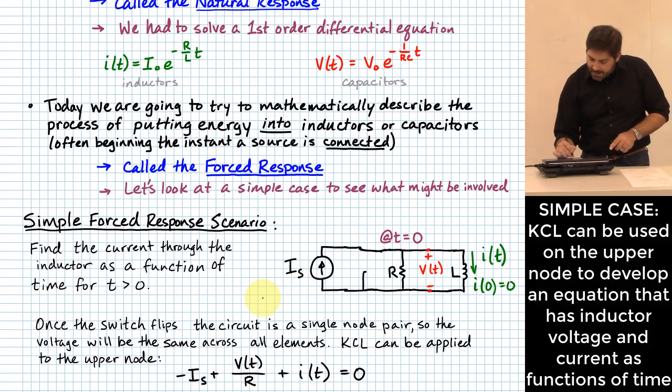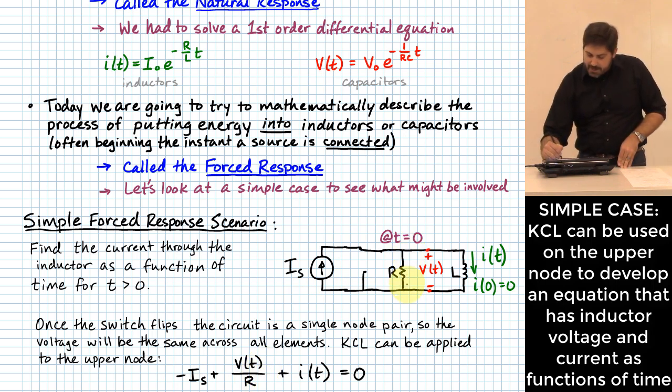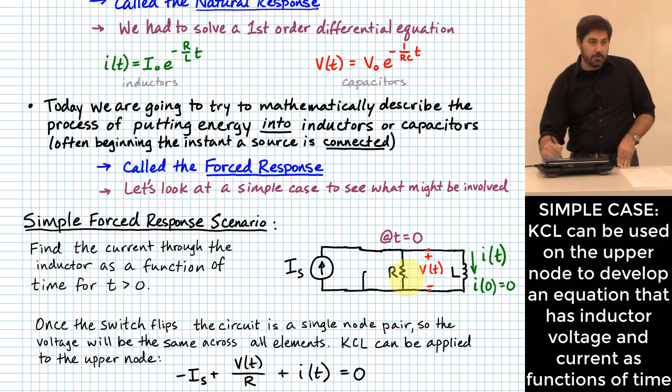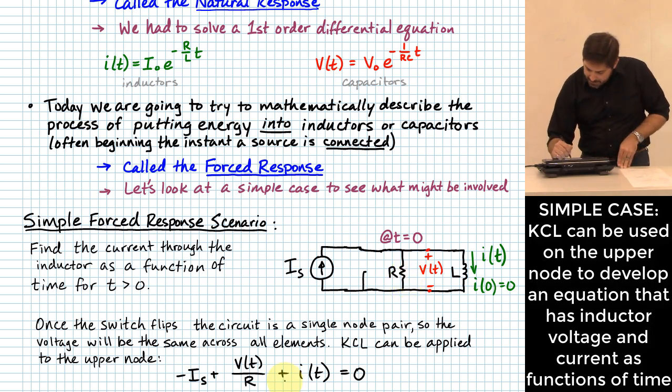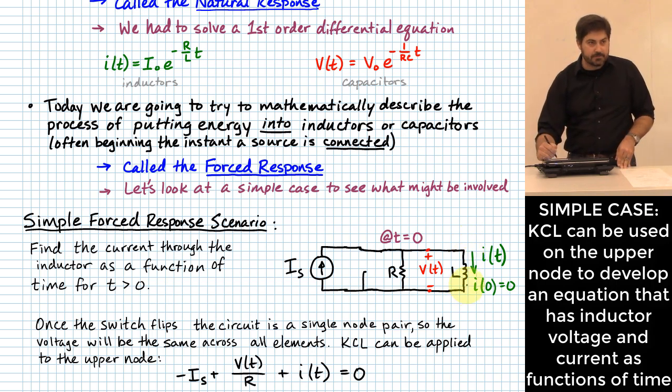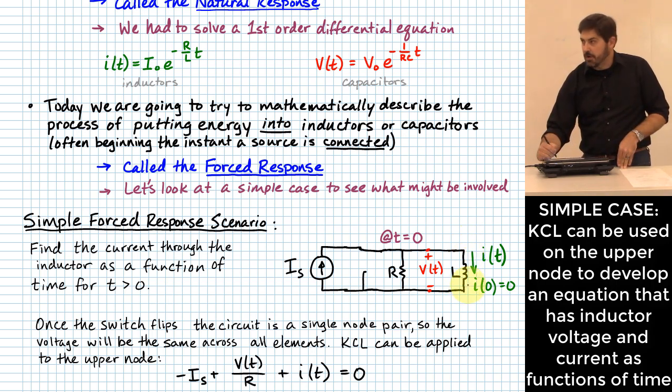We have Is being the current source that is entering the node, so it's a negative value. Then we have v of t over R. That's the amount of current that would be flowing out of the upper node through the resistor. Then we have i of t, which is the current that is flowing through the inductor. Okay, with me so far on that?